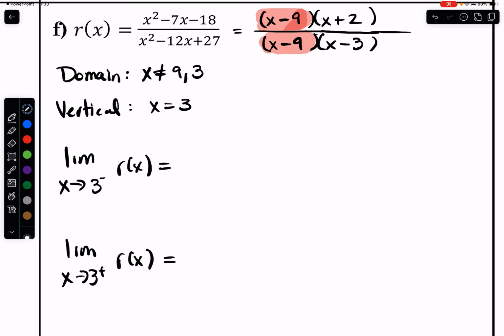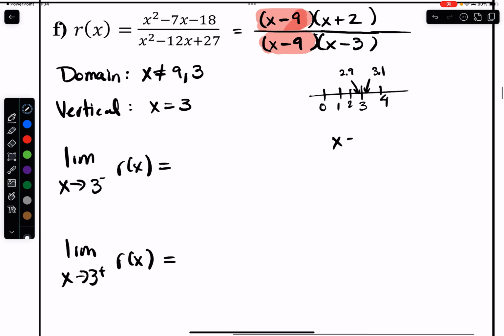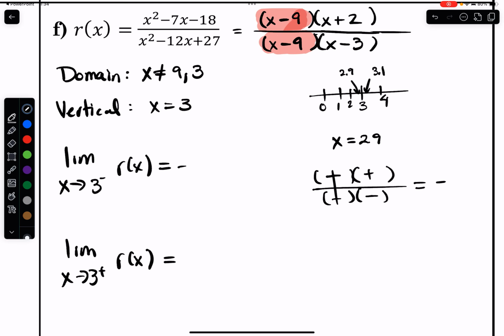Well, let's test. It's positive 3. Well, that's simple. Again, we have 0, 1, 2, 3, and 4. So from the left, we'll use 2.9, and on the right, we'll use 3.1. So let x equal 2.9. That'll be negative, positive, negative, and 2.9 minus 3 is negative. So negative infinity.